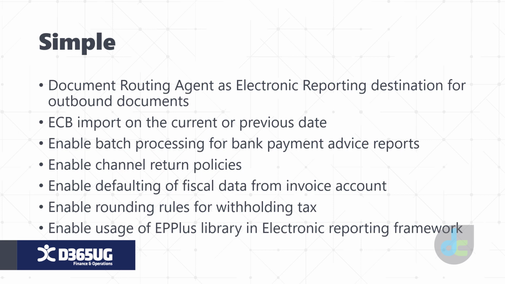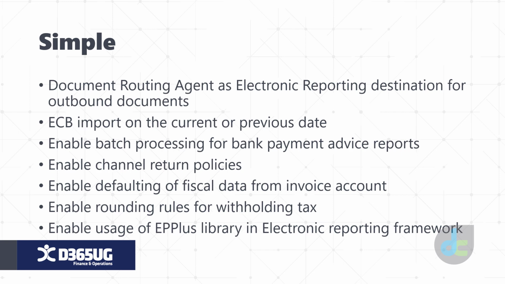Next, we have enable batch processing for payment advice reports. So this just lets you run these reports in batch. There are 2 new versions of these reports that need to be enabled and configured in print management, but then from there you can just run all these reports in batch if you're using them. Next is retail specific. If you're using retail, you can enable specific channel return policies by channel.